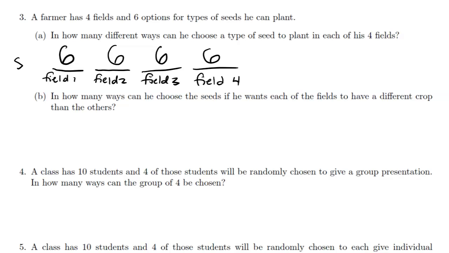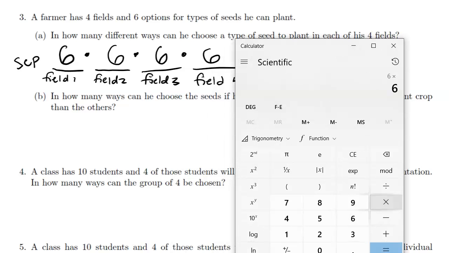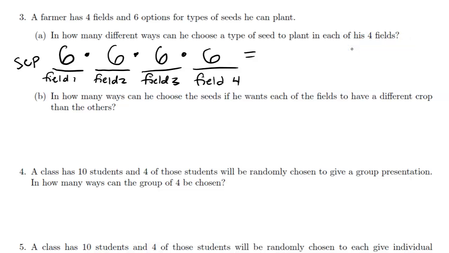And then if we remember which technique we're using, we're doing sequential counting. We've got multiple events, and then we figured out how many ways each of those events can happen. And then sequential counting says multiply those numbers together. So we've got 6 times 6 times 6 times 6, which is 1296.